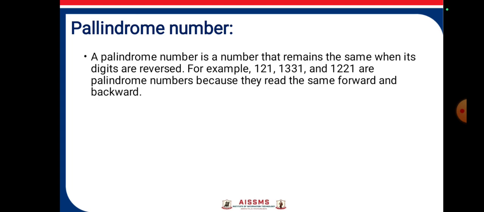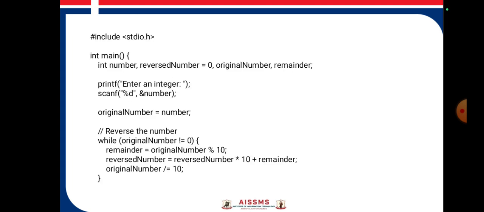So let us see the program for the palindrome number. First we have to include the necessary header file, that is stdio.h, for the input output functions that we have to use in the program, that is printf and scanf. Then declare the variables: number, reverse number, original number and remainder.